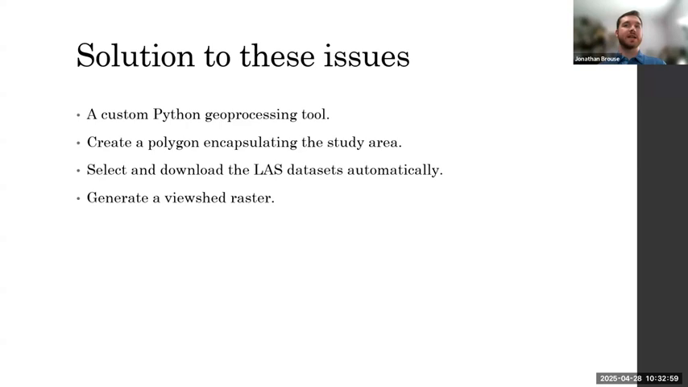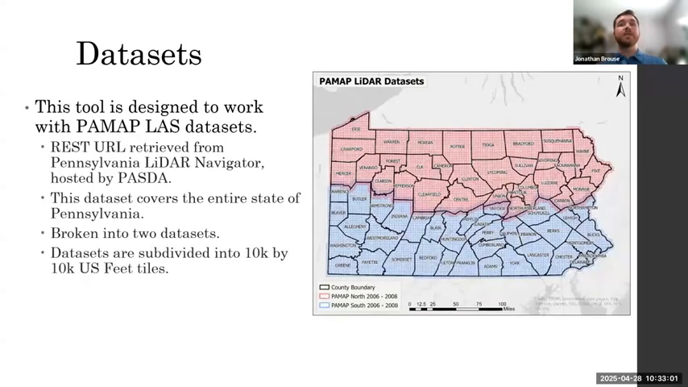So let's talk about the datasets in question. This tool is designed to work with PAMAP LAS datasets. These are hosted datasets accessible through the Pennsylvania LiDAR Navigator, which is hosted by POSDA, the Pennsylvania Spatial Data Access open website that hosts authoritative data for the state of Pennsylvania. These PAMAP datasets cover the entire state, and they're broken into two separate datasets, north and south, as seen on the map on this slide.